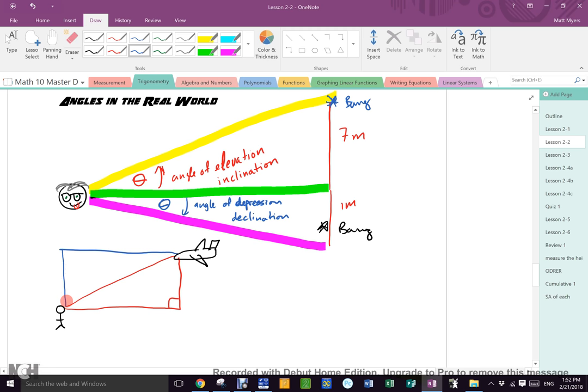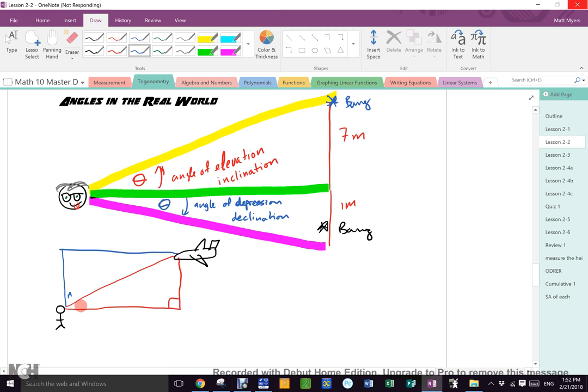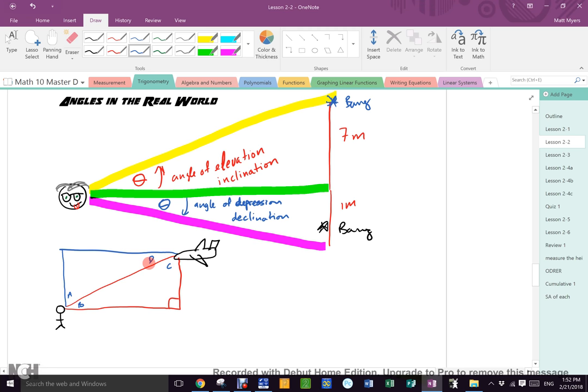Now, I'm going to put four letters on here. Four letters. A, B, C, and D. When those letters show up, I want you to answer two questions for me. Everybody ready? All right. What letter represents an angle of elevation? You've got the drawing right above you, people. What is an angle of elevation? B is the only angle of elevation.